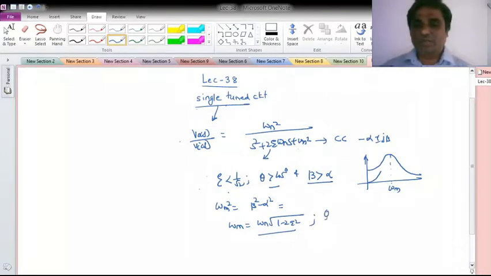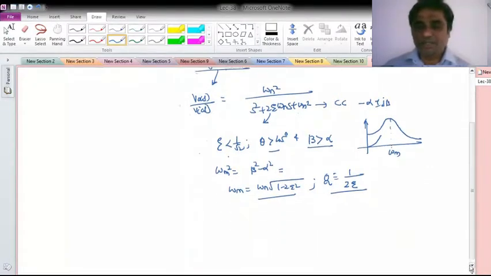Then we also derived the relation between Q and zeta. Q, the figure of merit, can be expressed as 1 over 2 zeta. And we have also seen, given the resonant frequency, how to obtain the two cutoff frequencies or half power points, omega c1 and omega c2, using a geometric construction.